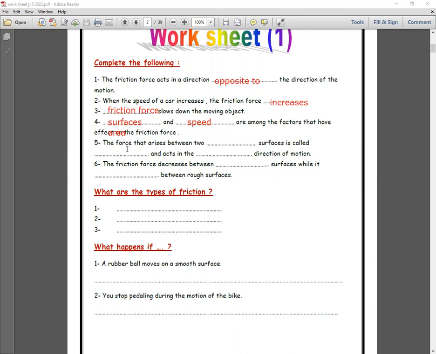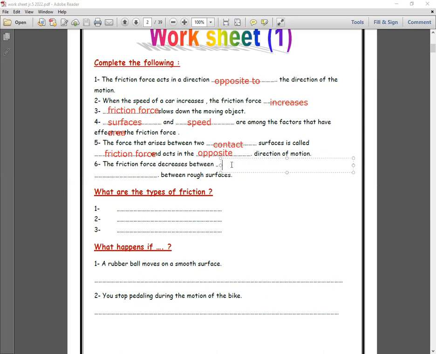Number 5, the force that arises between 2 surfaces is called what and acts in what direction? So the force that arises between 2 contacts, we said that the 2 surfaces have to be in direct contact, okay? It's called in general friction force, and acts in opposite direction.